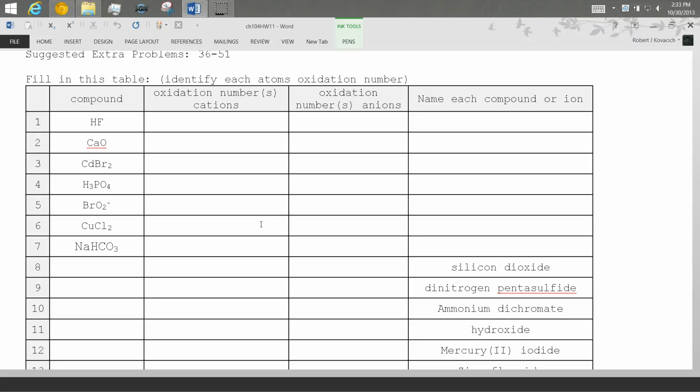Okay, let's go ahead and fill this table in. So the oxidation numbers for the cations, and when we're looking for the cation oxidation numbers, everybody use positively charged. So I've got two things in here. Which one of these is positive? Which one's negative? And how do you know? Cation is positive. How do you know which, the H or the F, is the cation and which is the anion?